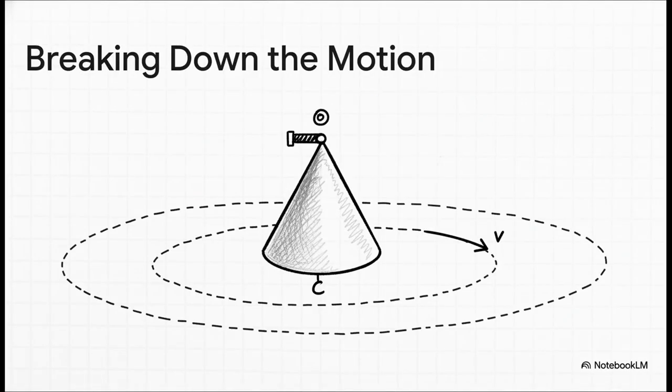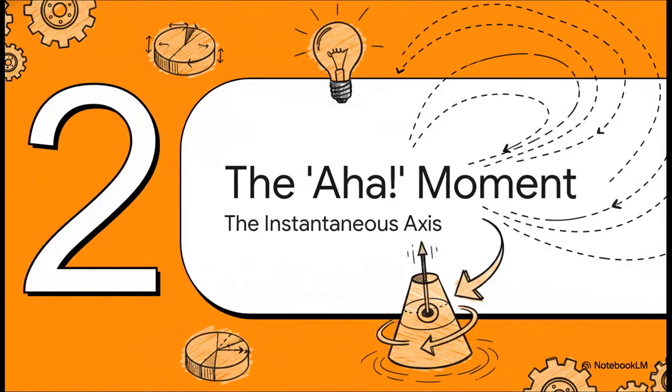Let's break it down piece by piece. First, the tip, point O, isn't going anywhere, it's fixed. As the cone rolls, that big circular base of it actually traces out an even bigger circle on the floor. That means point C, the very center of the base, is moving in a perfect circle with a steady speed, v. This cool wobbling motion where the cone's main axis sweeps around like a spinning top, that has a name. It's called precession.